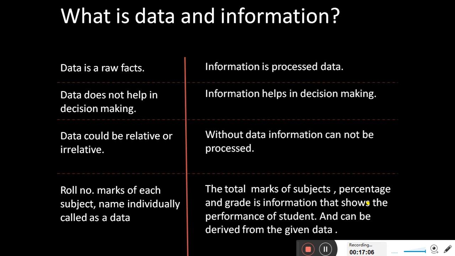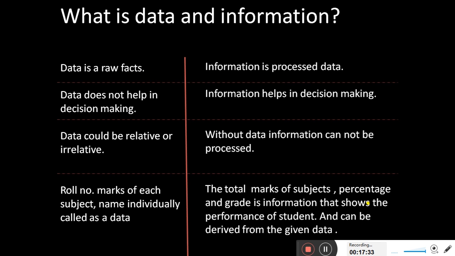Data could be relative or irrelative. You can collect data which are related or unrelated to each other. Correct? Now, without data, information cannot be processed. You cannot process information if you do not have data. Correct? If you do not have the marks of the student, you cannot generate the report card. So you are supposed to get the data first to process it into information.